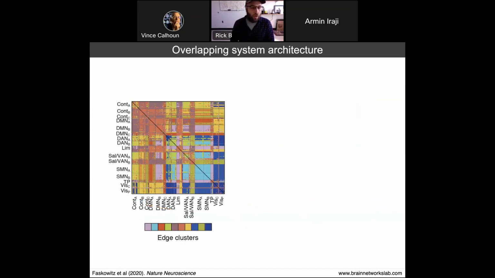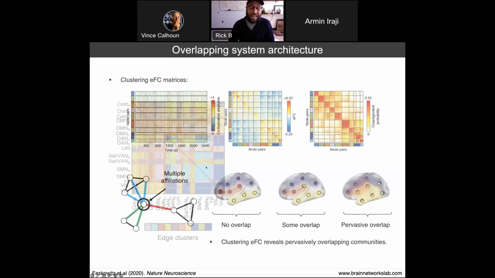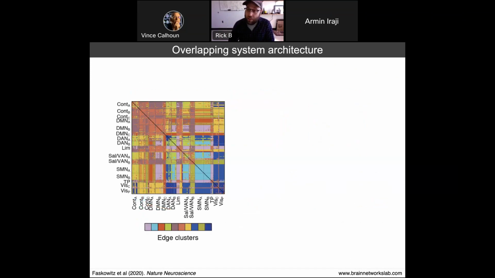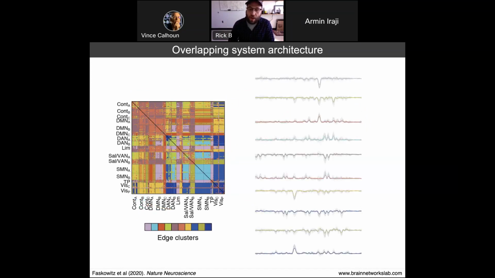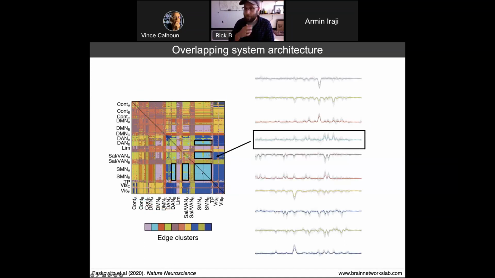And here I'm showing you, this is from the paper, the edge clusters mapped back into a node by node matrix. So the colors here indicate the cluster to which an edge is assigned. I can show you some representative co-fluctuation time series from within each cluster. Here, for example, a cluster of edges that include lots of edges that fall within somatomotor networks, but also edges that link somatomotor with salient ventral attention networks and dorsal attention networks. All of these edges behave very similarly to one another.